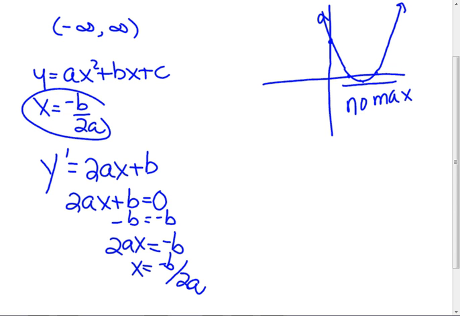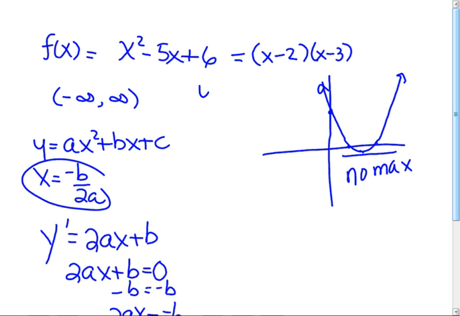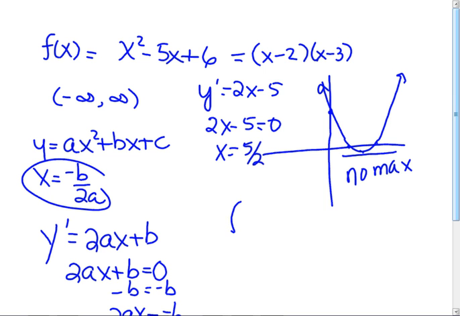It's a calculator. So you can do this one easily. Y prime is equal to 2x minus 5. She has a point. There it is. Now, guys, guess what? I found where it occurred, but I didn't answer the question. What's the minimum? I have to find f of 5/2.